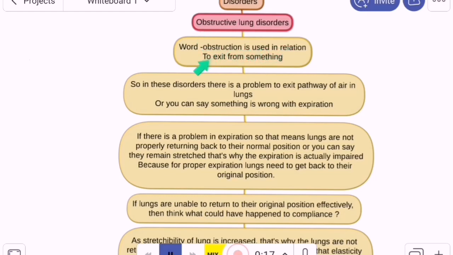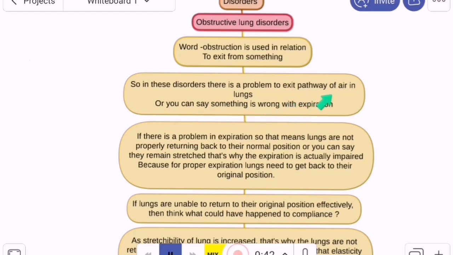relation to exit from something. As I already told you, the word restriction is used in relation to entry for something, but the word obstruction is used in relation to exit from something. Okay. So in these disorders, there is a problem to exit pathway of air in the lungs. Or you can say that something is wrong with the expiration.